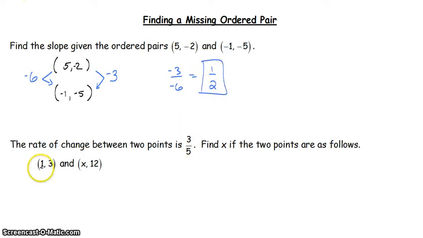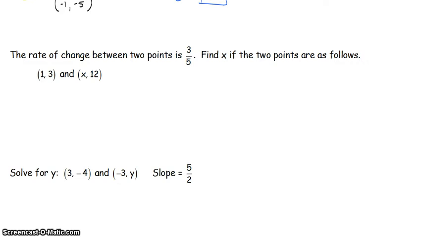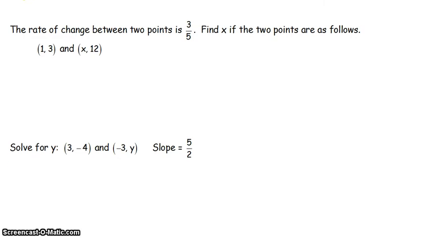What we're going to look at next is I'm going to give you the rate of change, and you're going to have to work backwards to find one of these missing ordered pairs. Let's take a look at this. This is one of the more difficult things in this section and in this chapter. So make sure that you keep an eye on this video and you don't forget that you can always go back and re-watch this video.